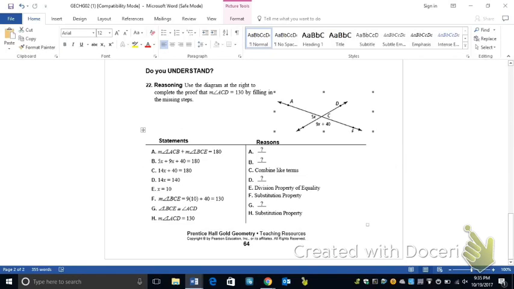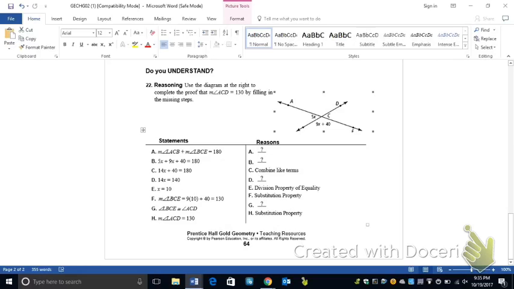Okay, and last one, and oh, it's a proof. Okay, so it's a pretty easy proof though. We only have 4 things to fill in, and they do most of the work for us. So normally I tell my kids that almost always the first statement in a proof is a given. This is kind of one of those that's not.